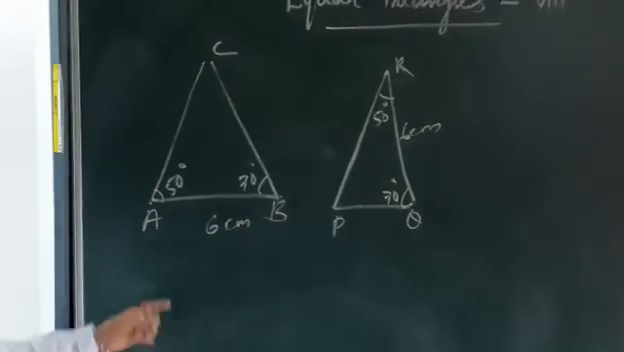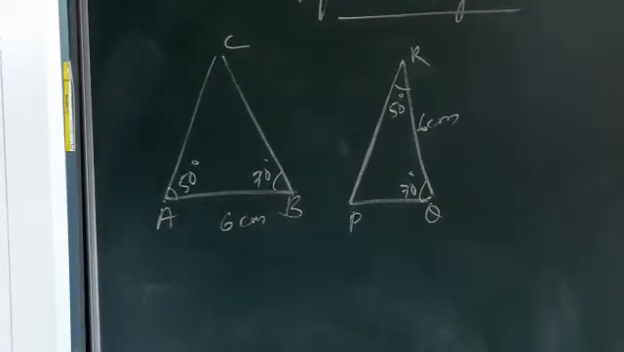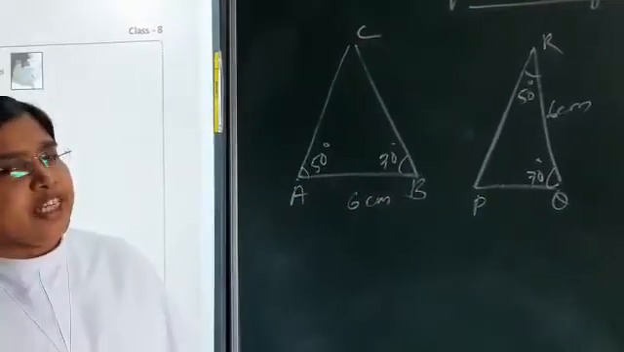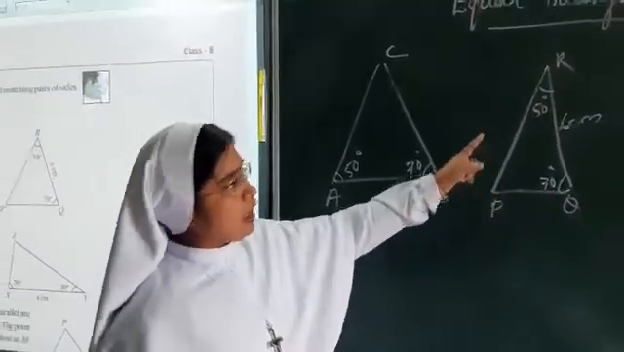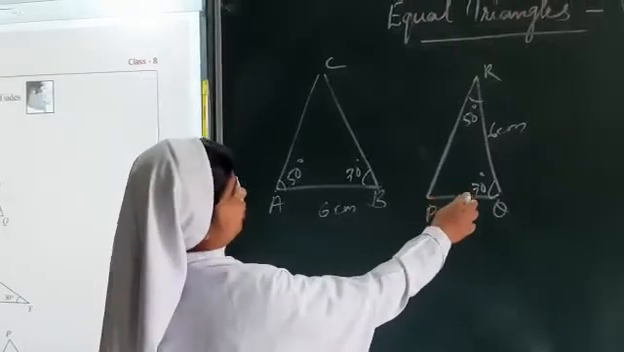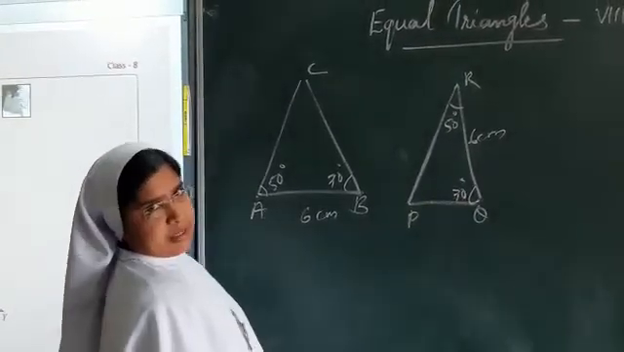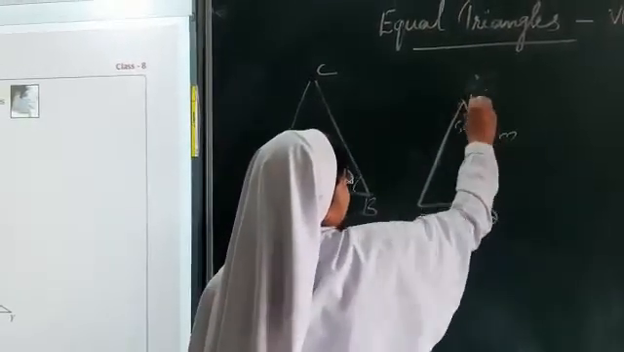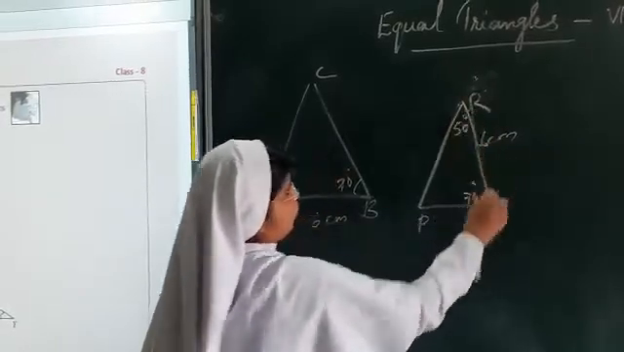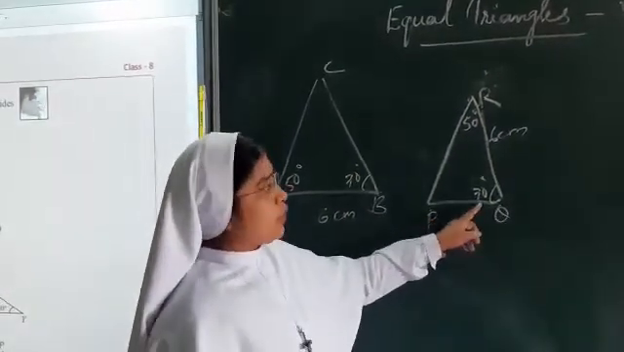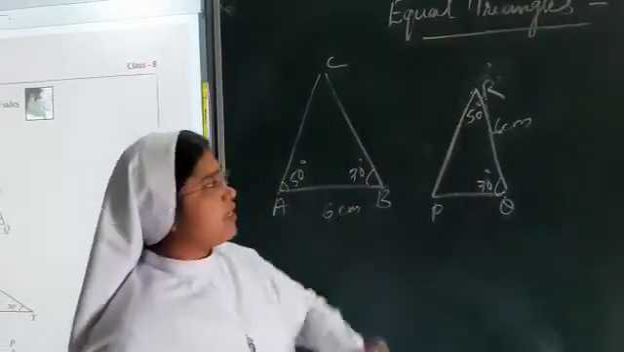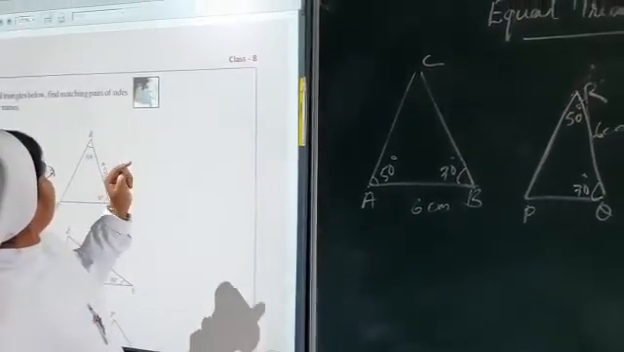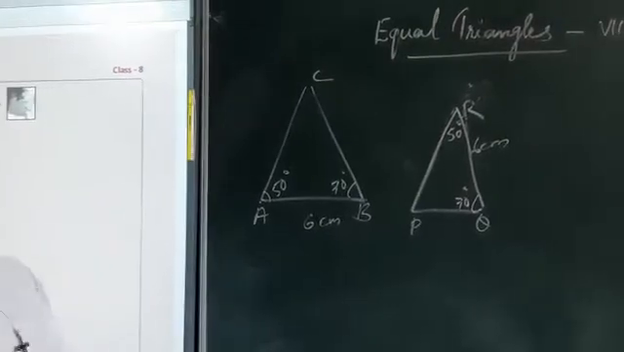Triangle ABC, where AB is equal to 6 cm and angle A is equal to 50 degrees and angle B is equal to 70 degrees. And here again the triangle PQR, where QR is equal to 6 cm and angle Q is equal to 70 degrees and angle R is equal to 50 degrees. Now what is the question? In each pair of triangles below, find matching pairs of sides and write their names.